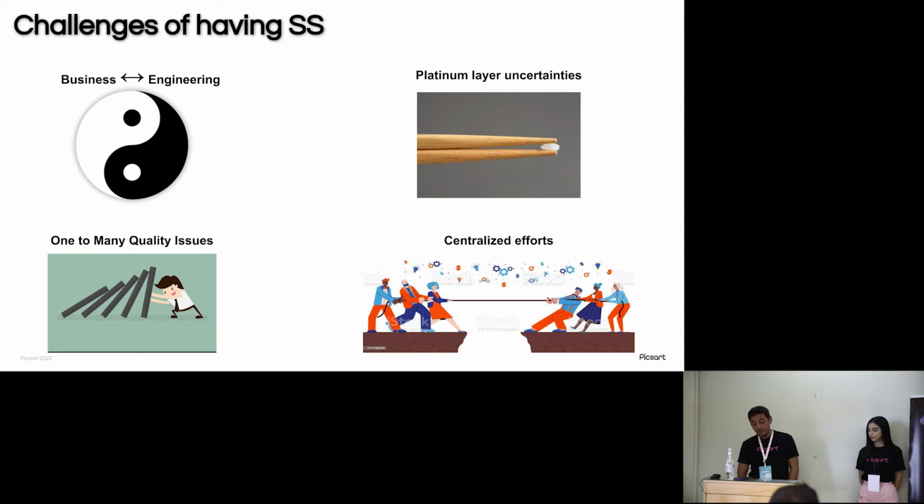The next one, Platinum layer uncertainties. What does that mean? As Anna mentioned, having these fact dimension tables at, let's say, minimum grain, which means it may be device, it may be user, it may be session even.